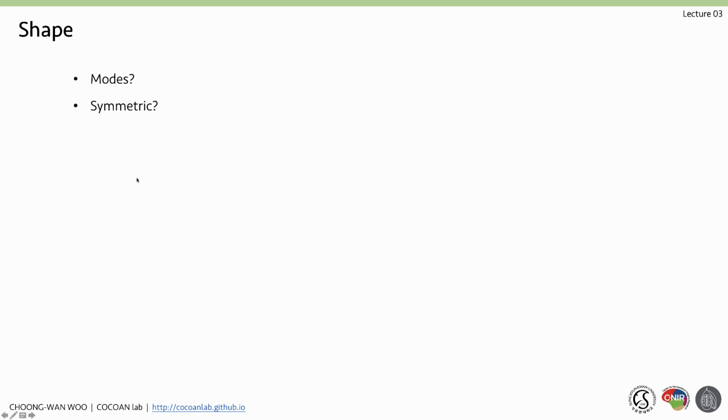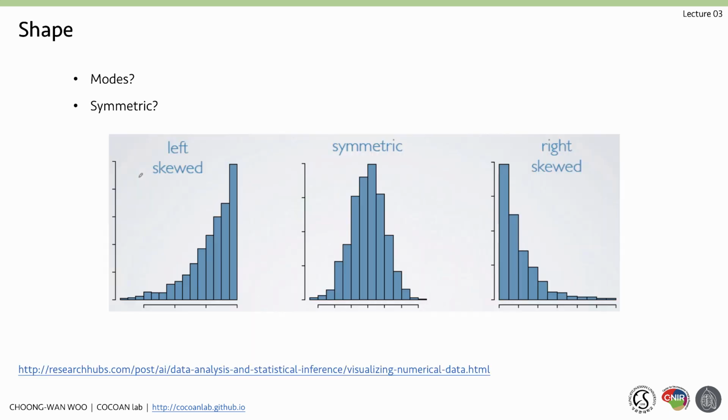The important thing about shapes is whether they are symmetric or not. This is left skewed, not symmetric at all, right? And this is symmetric, the bell shape, the really famous normal distribution. And this is right skewed. So you need to see the distribution of the values and then decide which shape it is: modes and symmetry.